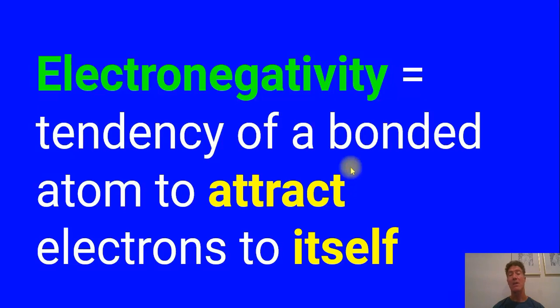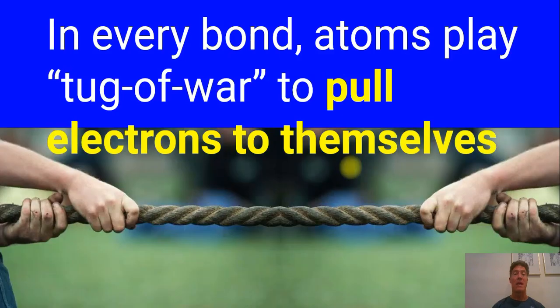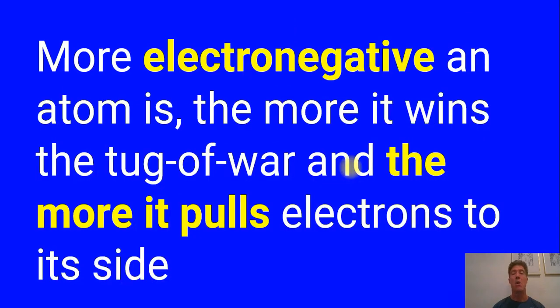Now, trends in electronegativity. What is electronegativity? The tendency of a bonded atom to attract electrons to itself. Think of it this way. In every bond, atoms play a tug-of-war to pull the electrons to themselves. And the more electronegative an atom is, the more it wins the tug-of-war, the more it pulls the electrons to its side.